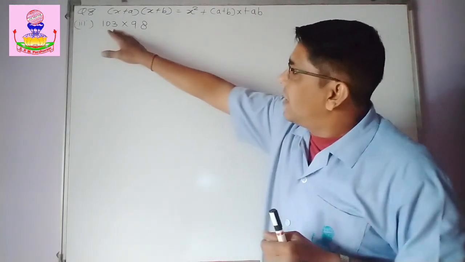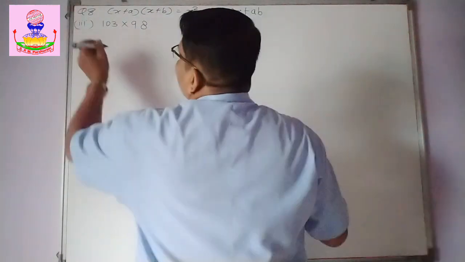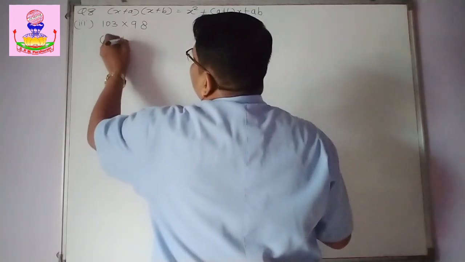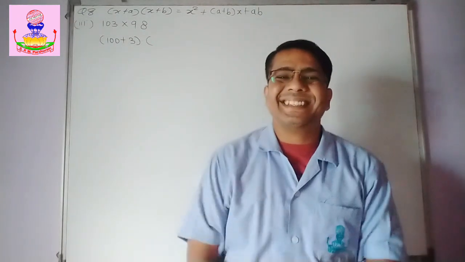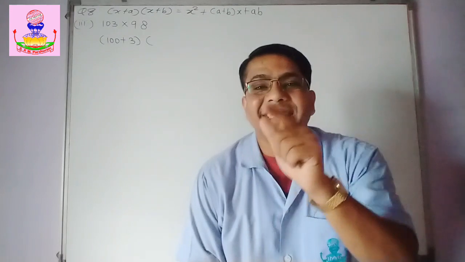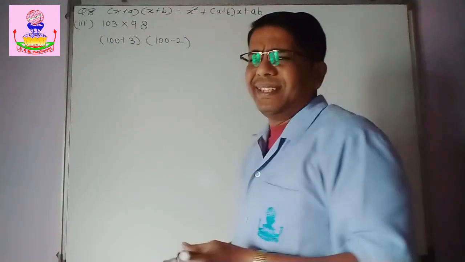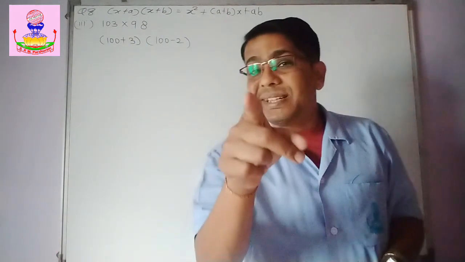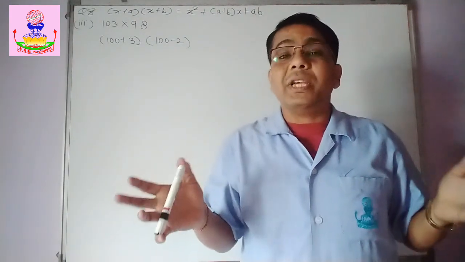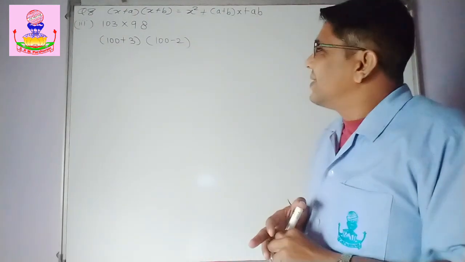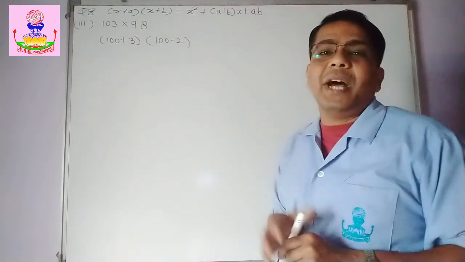So here, 103 and 98. So how to use it? Okay. So what I will do, I'll express 103 as 100 plus 3. Now how can I express 98? Yes, 100 minus 2. Right, there you are. 100 minus 2. Let it be minus sign, don't bother about it. No doubt it is a naughty fellow, but we know how to control that naughtiness. So we have to be master of it now. So 100 plus 3, 103. 100 minus 2, 98. Right?